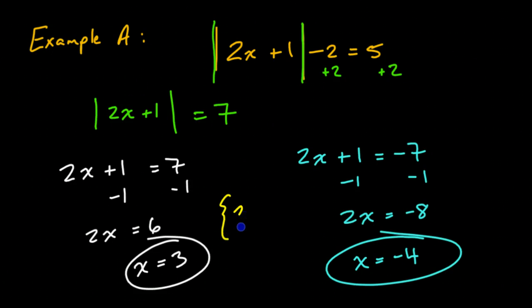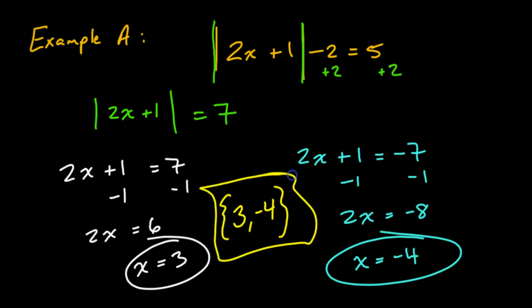I'm going to write it in set notation here. It's slightly different than what we do with the inequalities because it's just an equation. We're saying that the answers are 3 and negative 4.